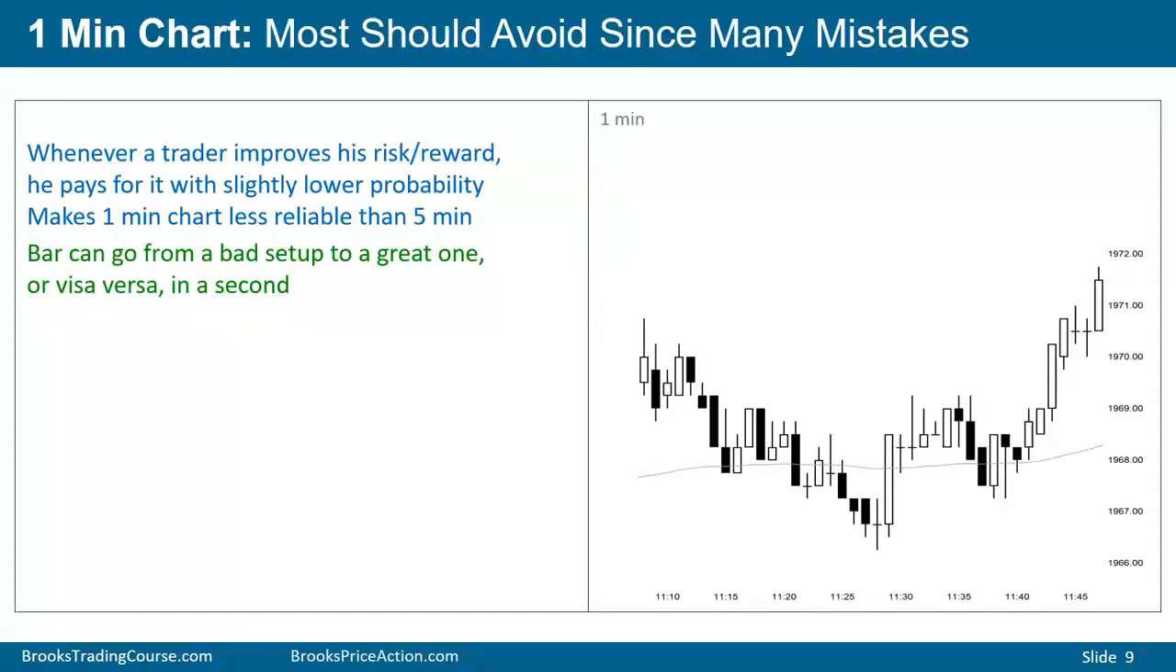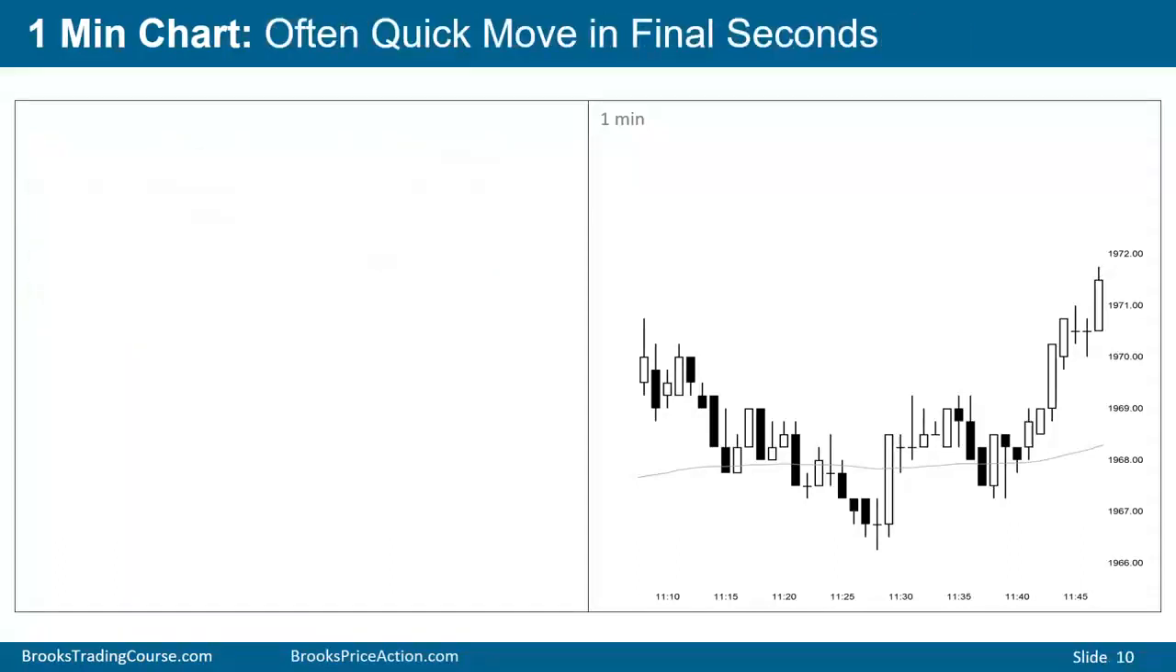Another problem is time. On a 1-minute chart, you can have a great looking setup become a very bad looking setup in a second, or less than a second. Or the opposite can happen. You can have a terrible looking setup become a very great setup in a second or less before you have time to act on it. Also, if you're a good trader, you're not going to make significantly more money by going down to a 1 or 2-minute chart. If you're trading well, you can make a lot of money on the 5-minute chart.